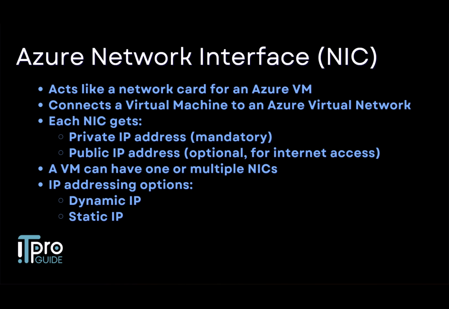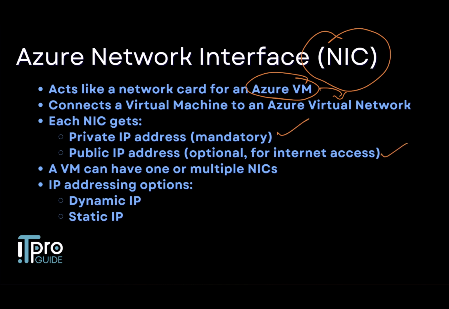The next component is the network interface. A network interface is like a network card in a virtual machine. So you can call it a NIC also. It is a component that connects an Azure virtual machine to an Azure virtual network. Each network interface receives a private IP address and optionally a public IP for internet access.